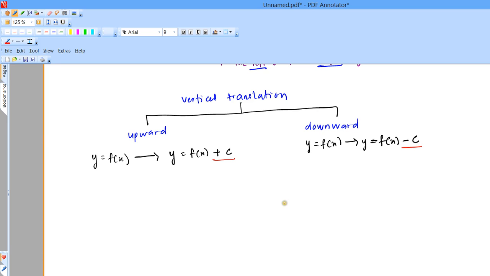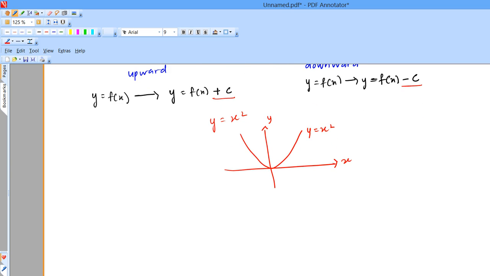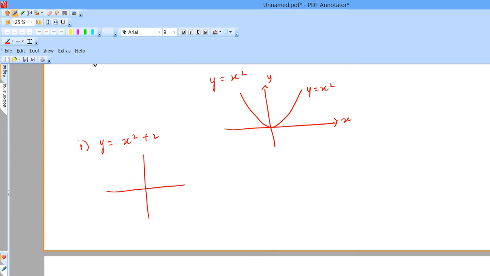Okay, for example, if we have the graph y equal to x square, we have the basic graph y equal to x square, and then we have the x and y axes. What happened to this graph? If we have y equal to x square plus 2, x square plus 2 means we need to move the graph 2 units upward. So the new graph will be like this, y equal to x square plus 2, then we have the x and y axes.